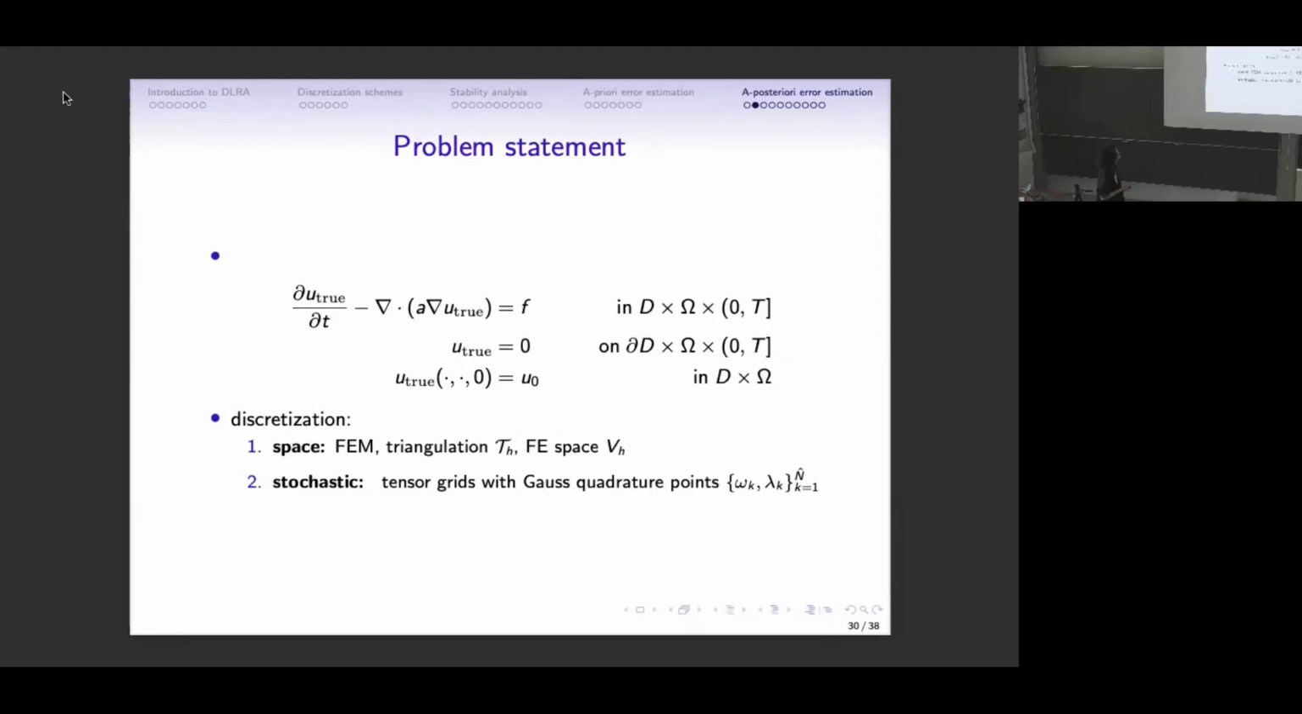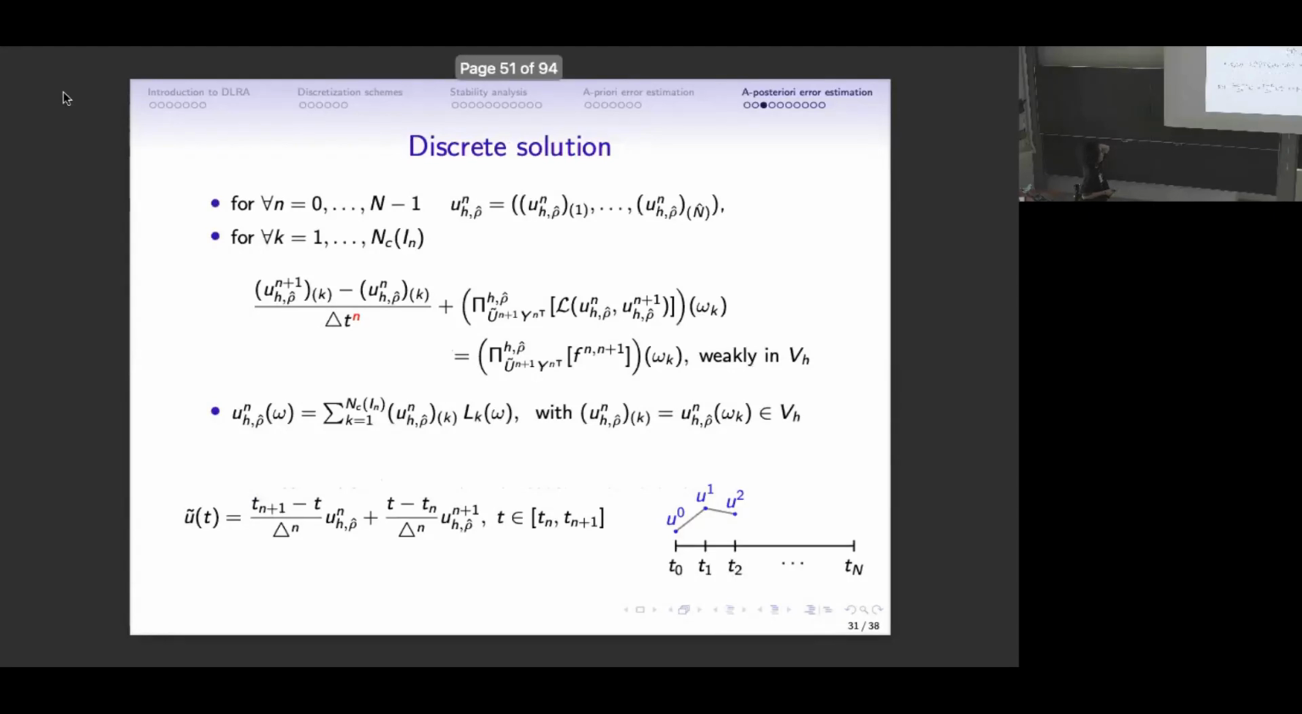So this is suited for a random heat equation where the diffusion coefficient is affine with respect to random variables. And for space, we apply the finite element method with triangulation T_H and finite element space V_H. And for stochastic discretization, we apply tensor grids with Gauss quadrature points. Basically, we obtain the discrete solution.